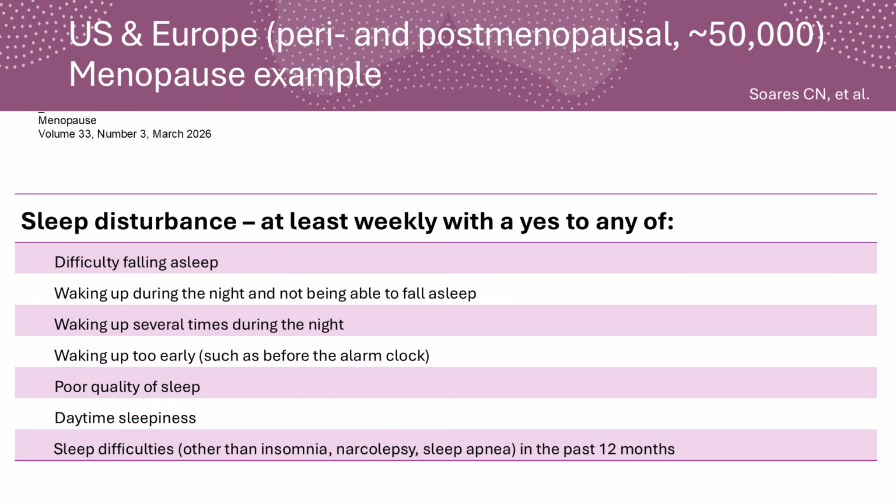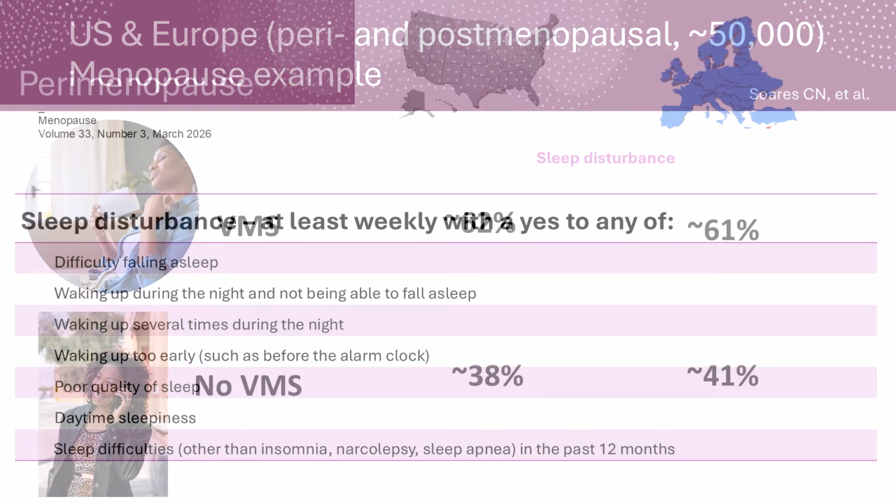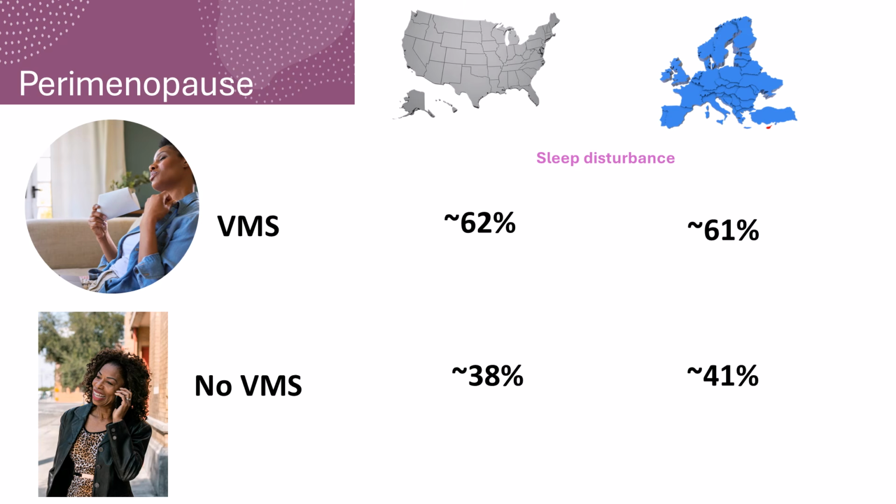And after reviewing all the complex linkages between hormones and sleep, that does make sense. In this particular cohort of women, sleep disturbance was defined as at least weekly, with a yes to any of the following: difficulty falling asleep, waking up during the night, waking up too early, feeling like they had poor sleep quality, daytime sleepiness, or sleep difficulties. Looking at the perimenopause period, those with VMS, you can see quite a high number experiencing sleep disturbance. Even if they weren't having VMS, it was still, say, 4 in 10 folks.